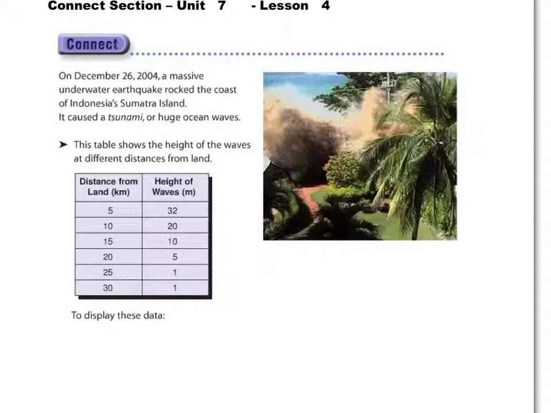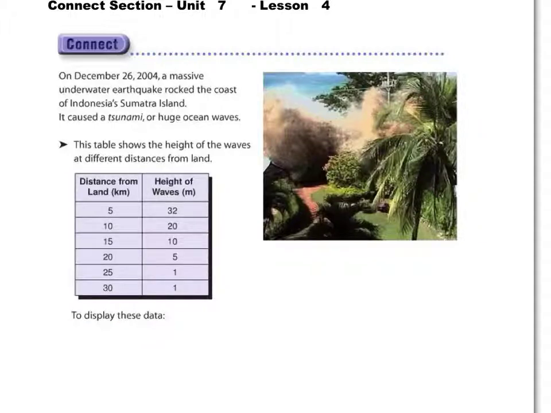All right, so let's take a look at an example of some data that we need to graph. On December 26, 2004, a massive underwater earthquake rocked the coast of Indonesia's Sumatra Island. It's called a tsunami, or huge ocean waves. This table shows the height of the waves at different distances from the land. So we have the distances from the land in kilometers, 5 up to 30, and we have the height of waves in meters, all the way from 32 down to 1.